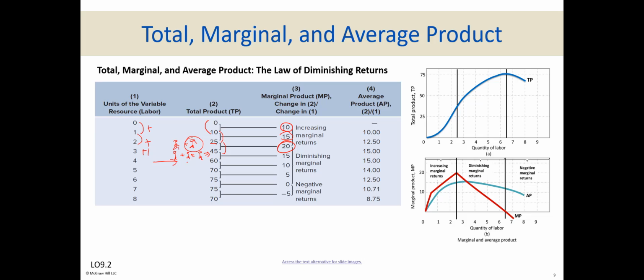And 4 labors together produce 60. If we want to calculate the additional units produced by the fourth labor, it seems like it's decreasing, because from 45 to 60, it's 15. Therefore, after the third labor, or third worker, we see diminishing marginal returns, because the fourth worker adds 15.